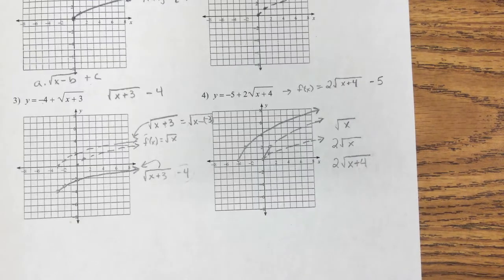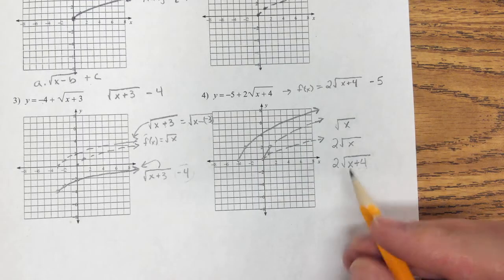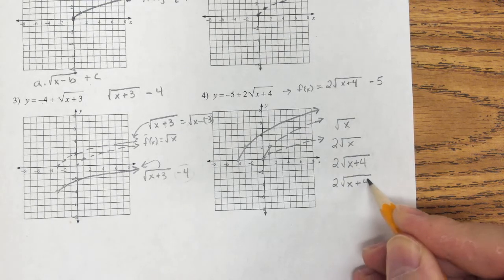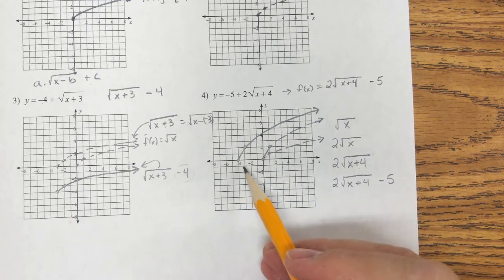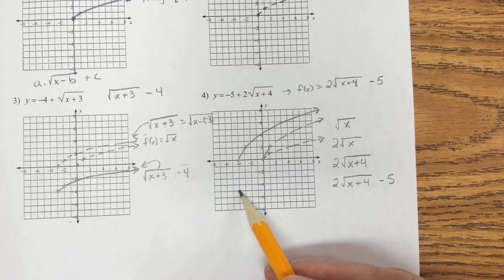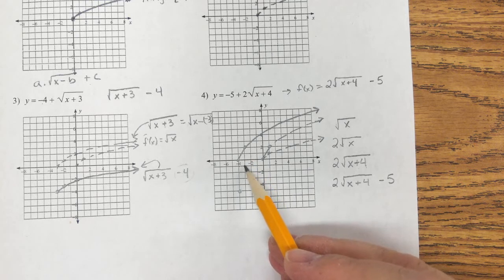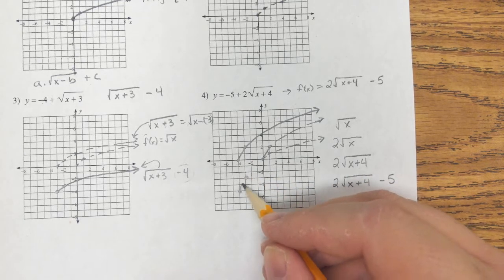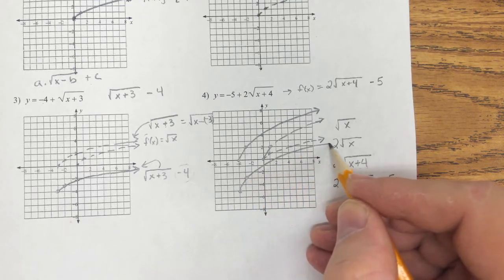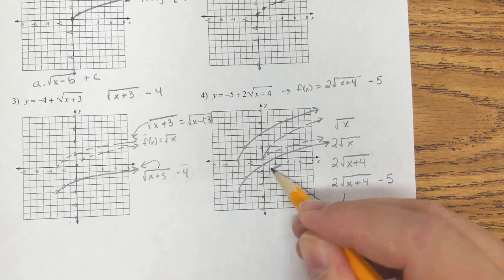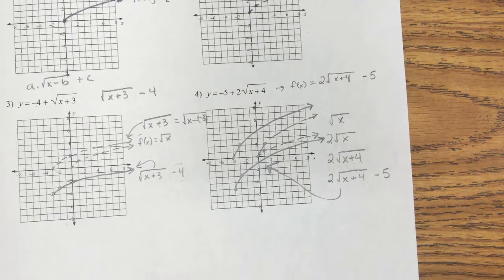Okay. And my final transformation is here with the minus 5. So I'm here, and I'm taking this and I'm going down 5. 1, 2, 3, 4, 5. 1, 2, 3, 4, 5. And there is my final transformation, and that graph is going to look something like that. There we are. Okay?